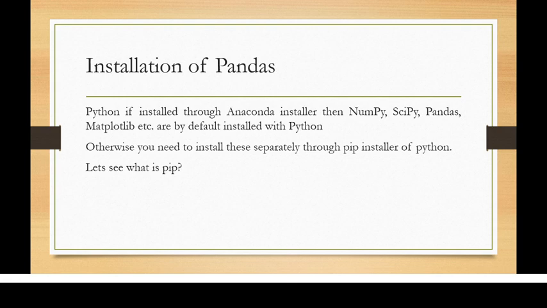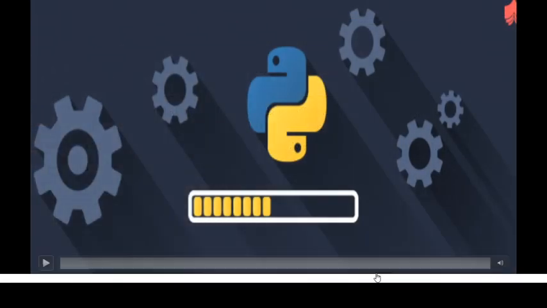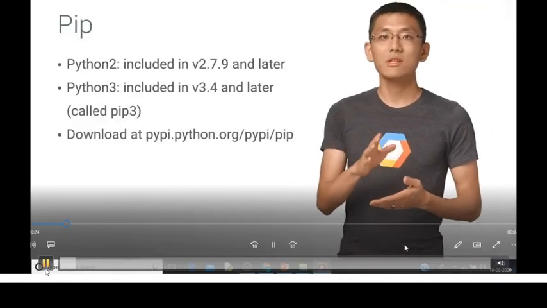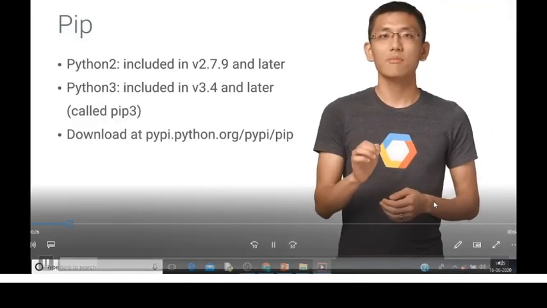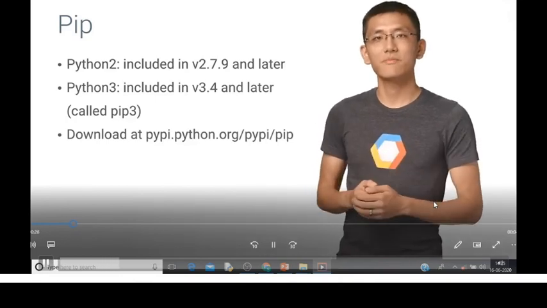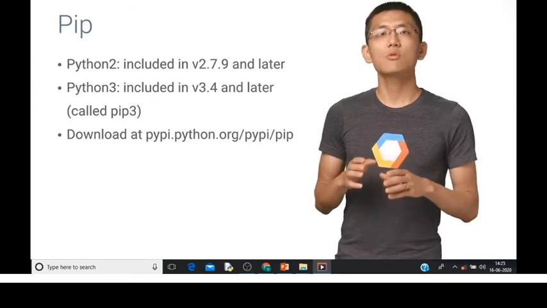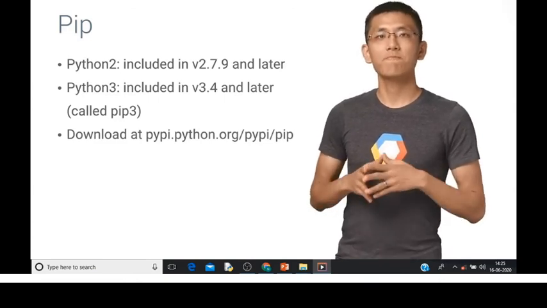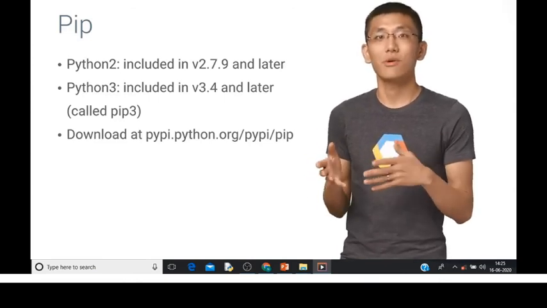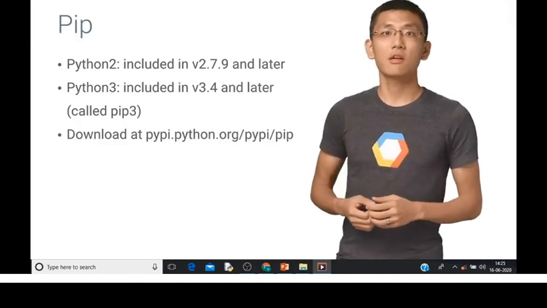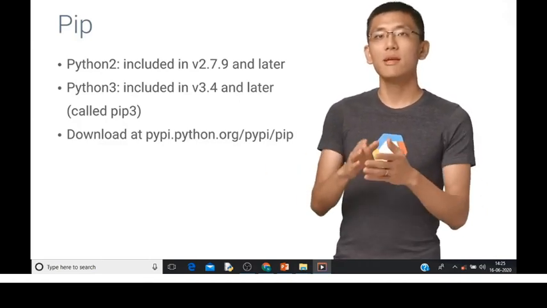So let's see what is pip. To start with, we need to talk about pip. Pip is Python's package manager. It has come built into Python for quite a while now, so if you have Python, you likely have pip already. Pip installs packages like TensorFlow and NumPy, pandas and Jupyter, and many more, along with their dependencies.